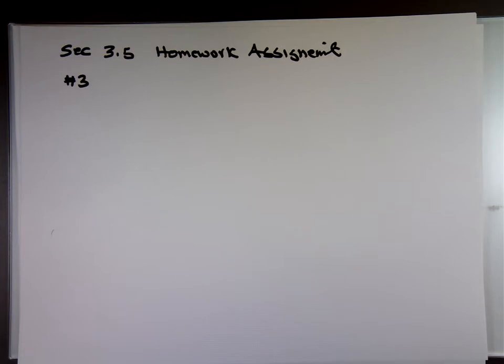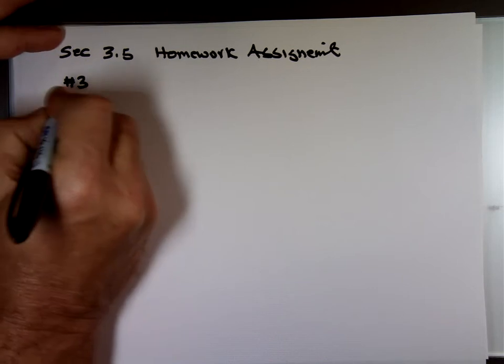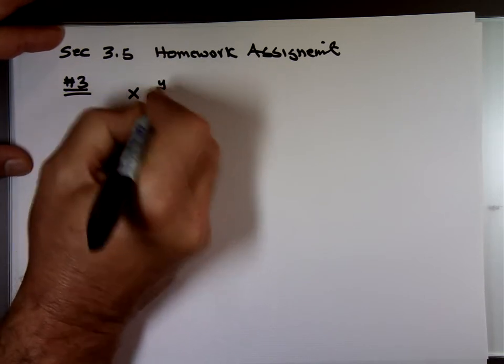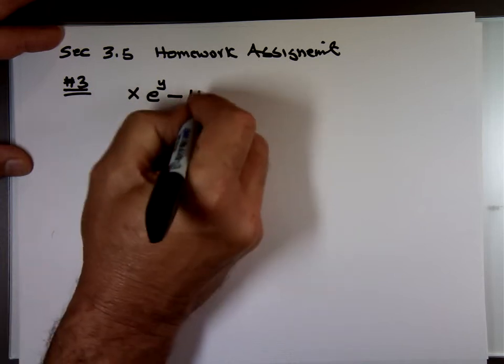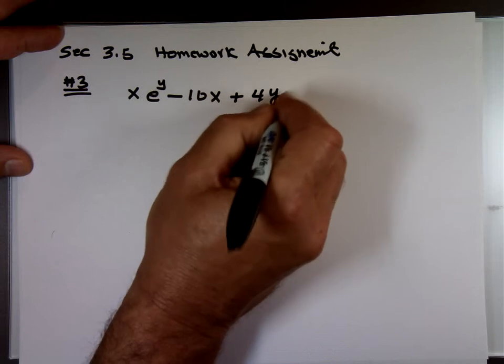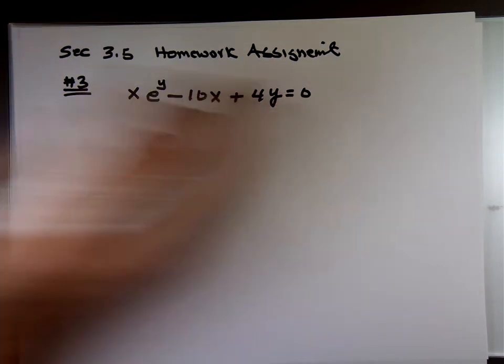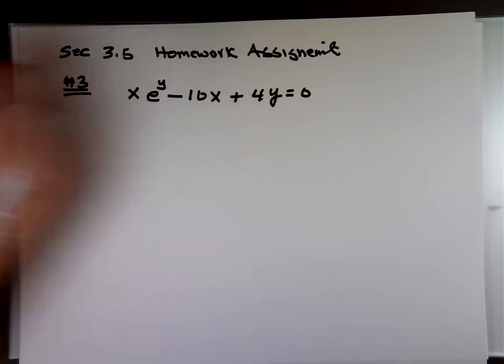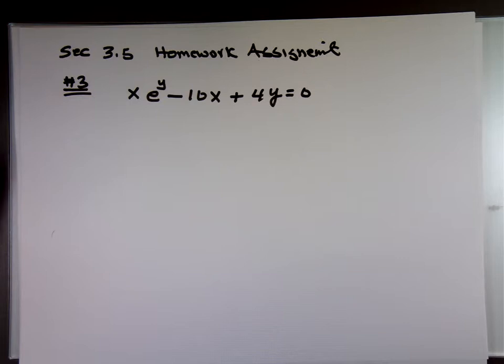The question is, if I'm seeing it right, it says x e^y minus 10x plus 4y equals 0. Find dy/dx using implicit differentiation. You really can't solve it for y, so you have to use, they don't have to say use implicit.